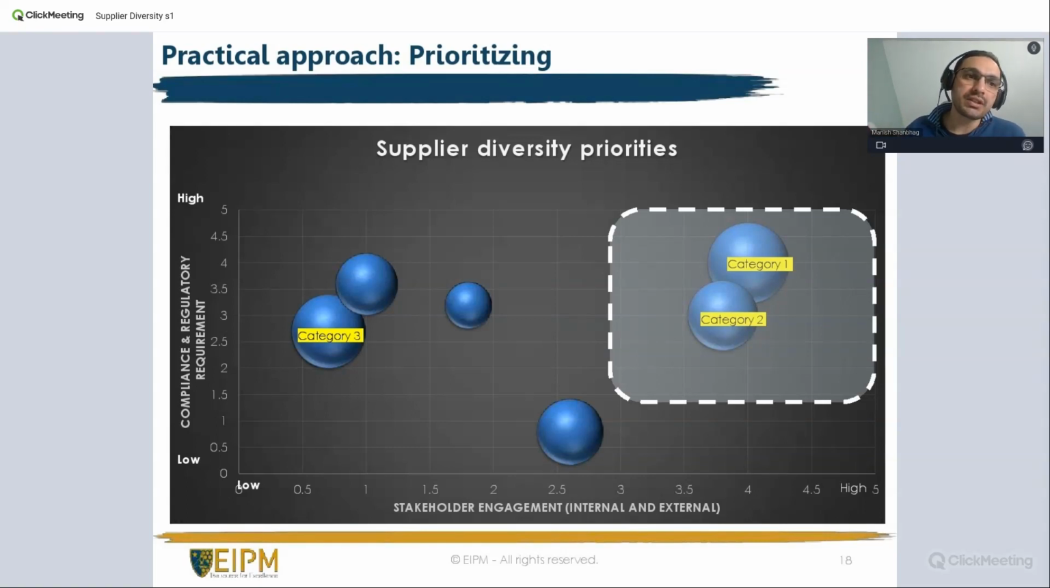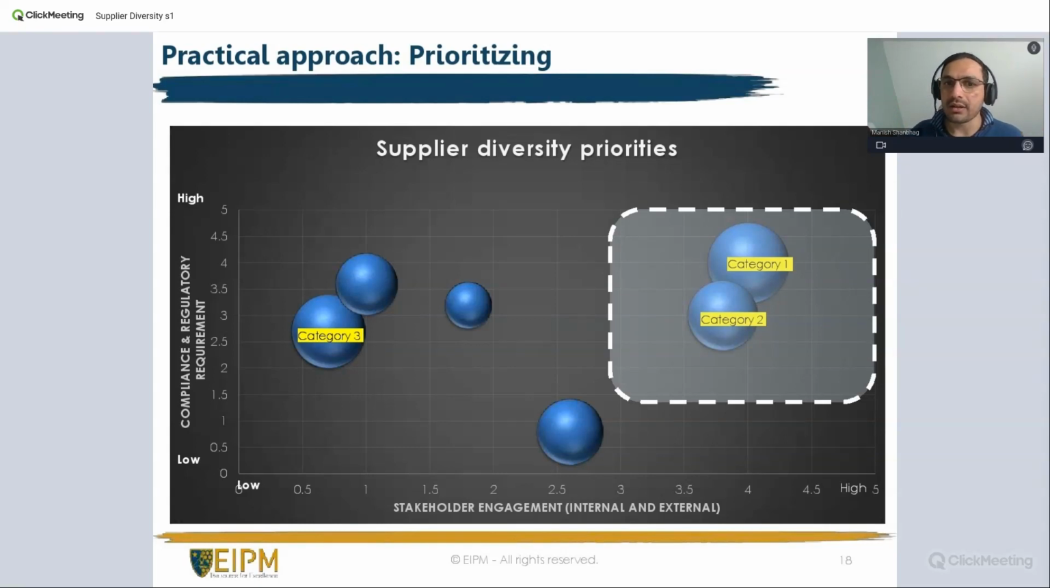What is the level of stakeholder engagement for including supplier diversity? The second is, what is the compliance and regulatory requirement? As I said about legislative versus voluntary, here it talks about legislative more and more. So what is the compliance and regulatory requirement? Is it low or is it high? And I'm going to plot my different categories against these two elements.